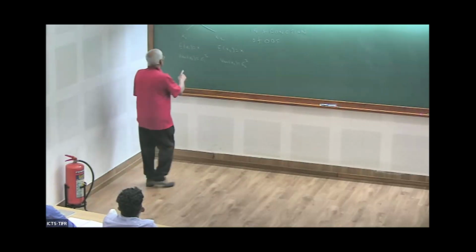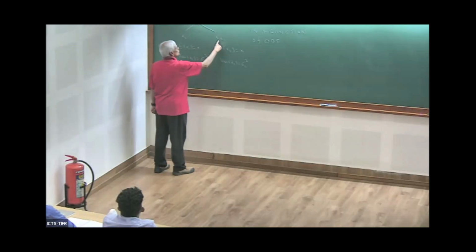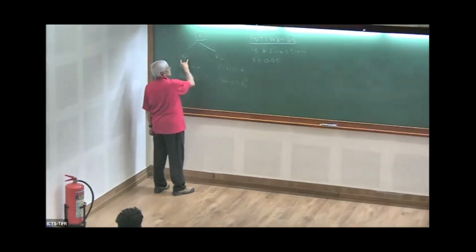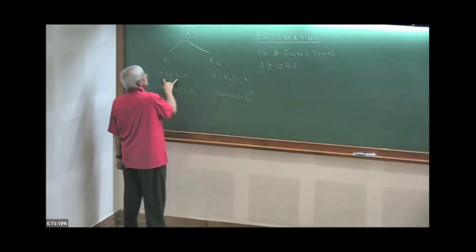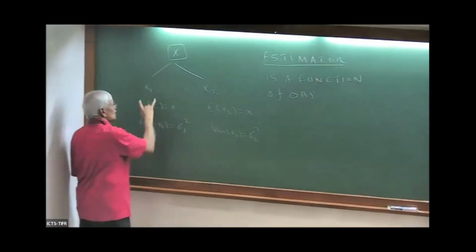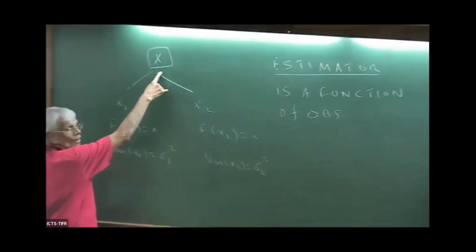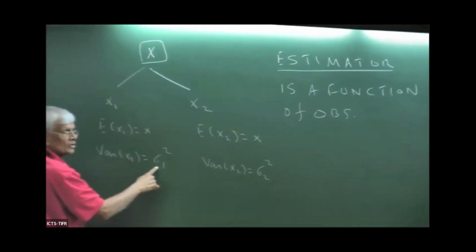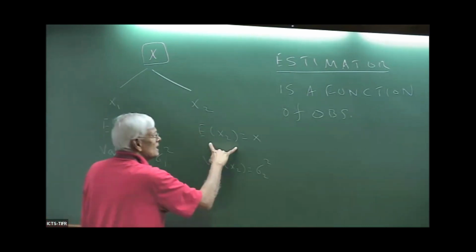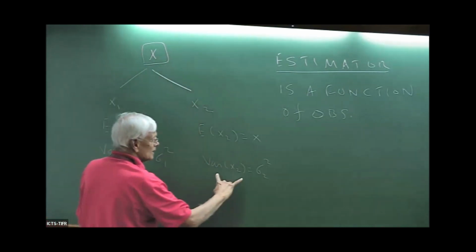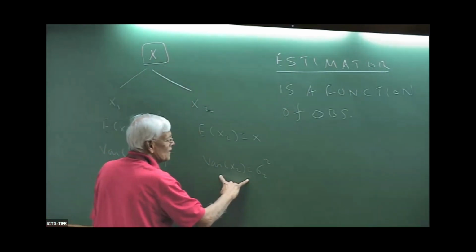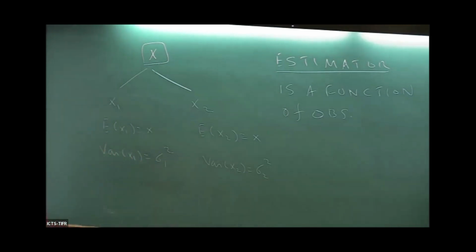So x1 contains information about x, x2 contains information about x, x1 is random, x2 is random. The distribution of x1 is such that its mean is the unknown x, its variance is sigma 1 squared. The mean of x2 is equal to that, and its variance is sigma 2 squared. All of you? That's right.